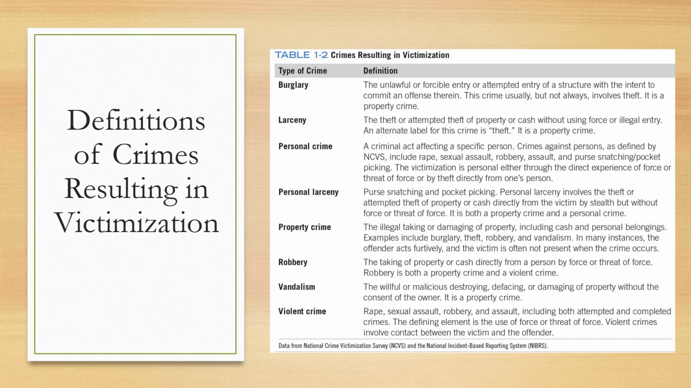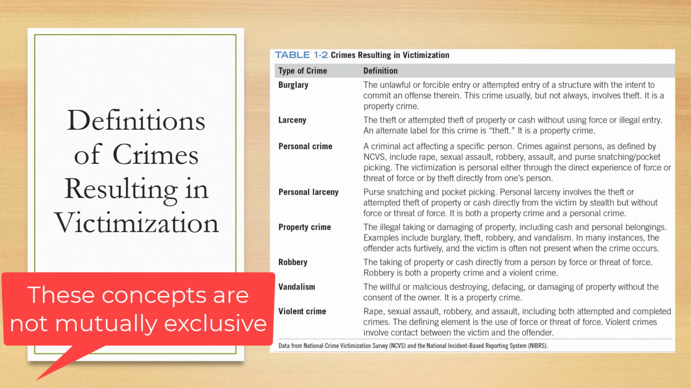And then a personal crime is some sort of crime that impacts a specific person, right? This can include sexual assault. It can include robbery, right? It can include some sort of physical attack on someone, right? Then also personal larceny is when you're doing pickpocketing and purse snatching. A property crime is when you damage or take someone else's stuff in a means that is not legal. Robbery is when you take something from someone but you use violent force to do so, right?